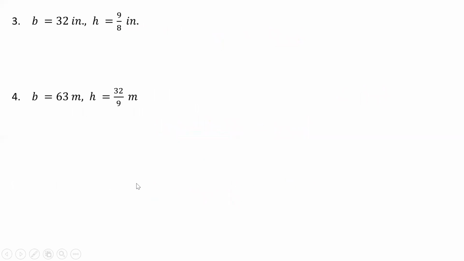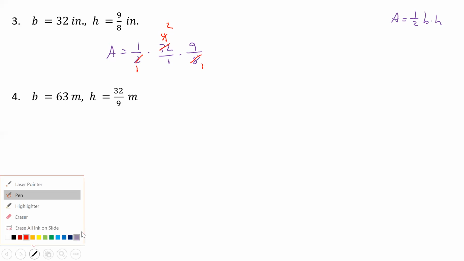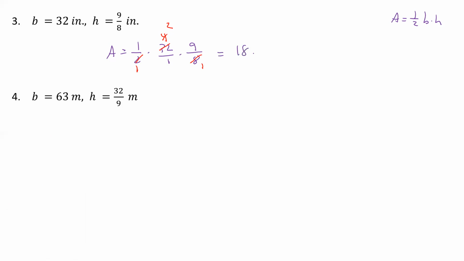All right, a couple more here. And so we're still dealing with triangles, so let's write that so we don't forget. So it's 1/2 base times height. And so what do we have? Well, we have area is equal to 1/2 times 32 over 1 times 9 over 8. Okay. Now let's reduce. Well, 8 will go into here once, and it'll go in here 4 times. And 2 will go in here once, and it'll go in here 2 times. So now all we have is 1's in the denominator and 9 times 2, which is 18 in the numerator, so we have 18 inches squared because we have inch times inch.